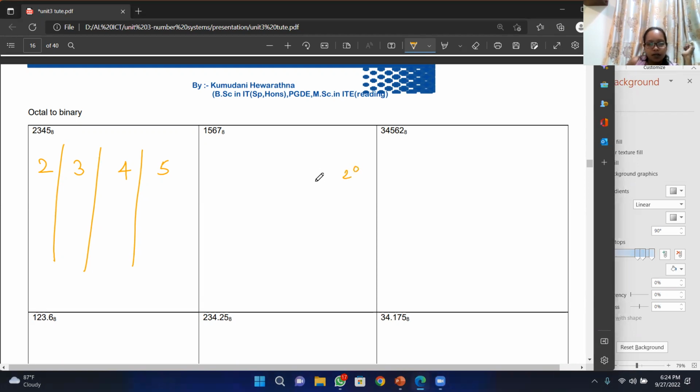So I'll write down the table here. 8, this is 4, this is 2, this is 1. So you can just add and paste the value here.